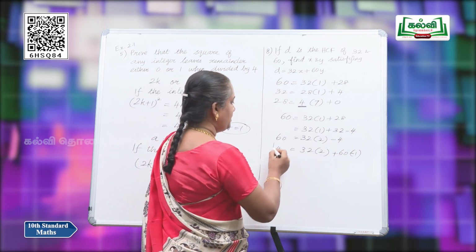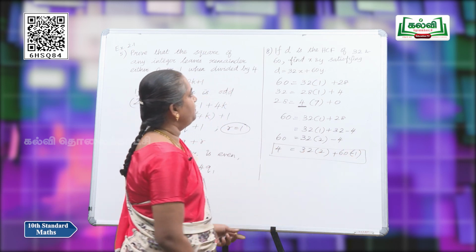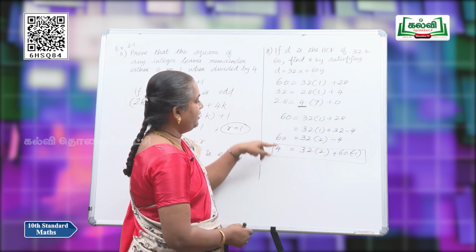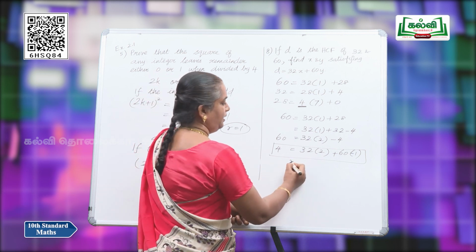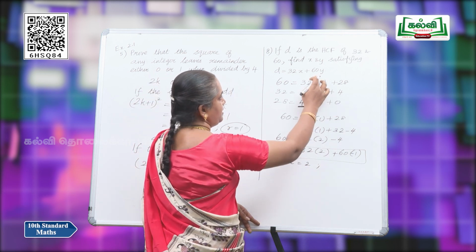See, compare this statement with the given statement. D is equal to, D is our 4, 32 into x. So, x is 2 and our y is minus 1.